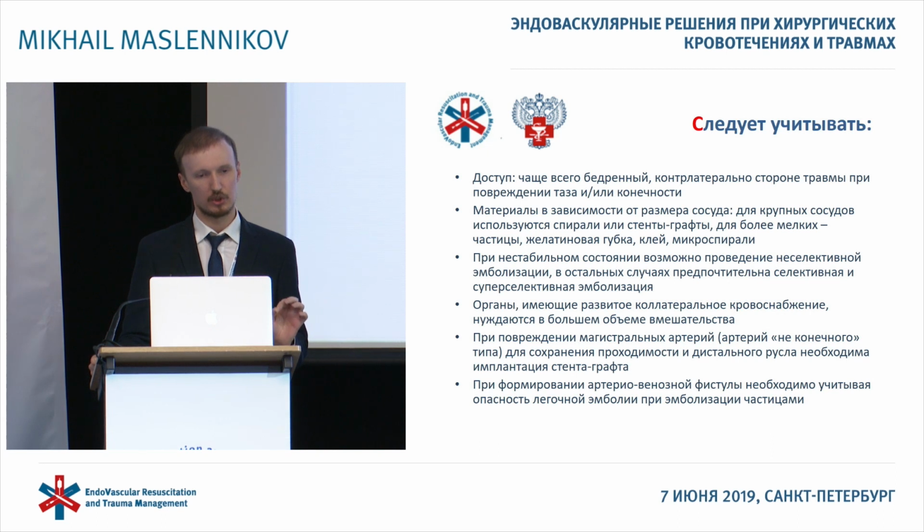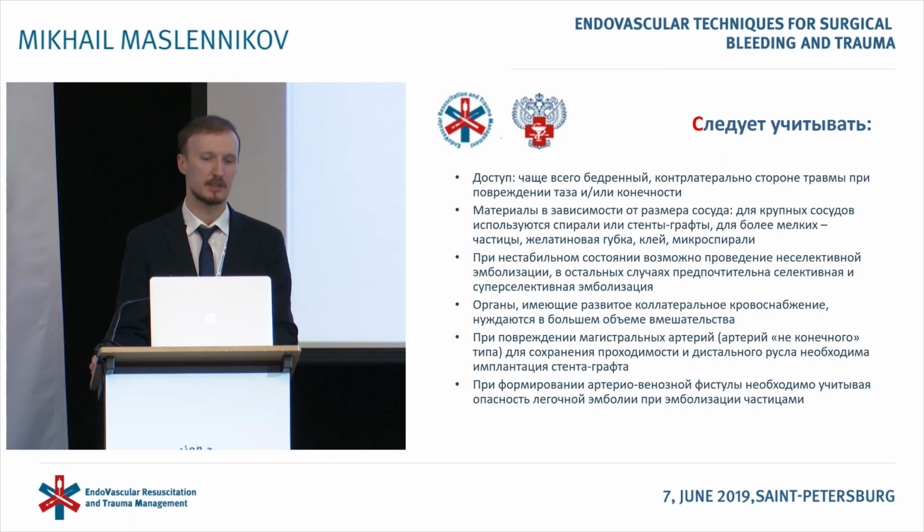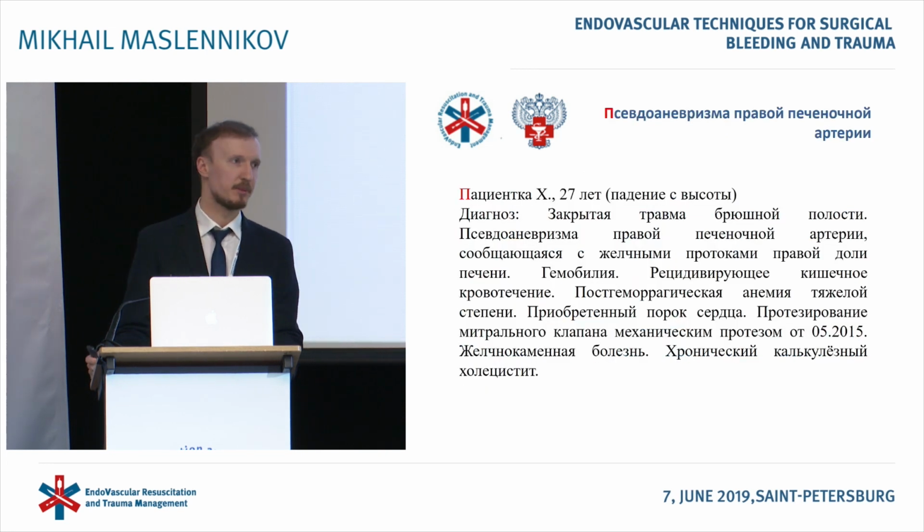We pay attention to such organs as liver and spleen, because they are suitable for embolization. If there is collateral blood supply, we have to perform embolization more distally. If the main vessels are damaged, to maintain patency, we have to implant a stent graft.